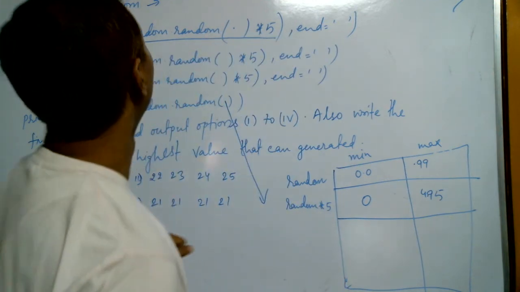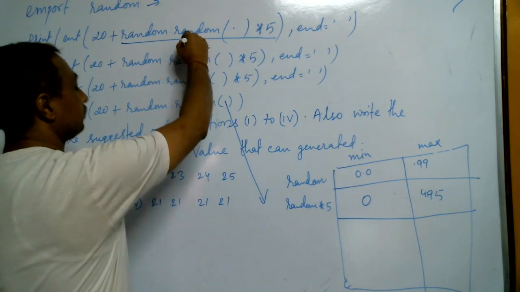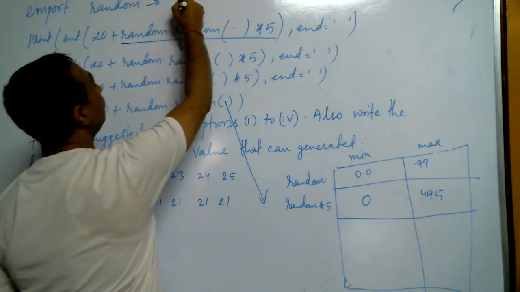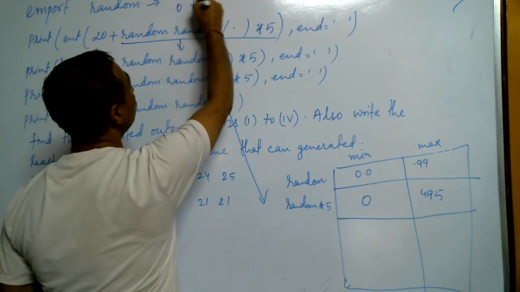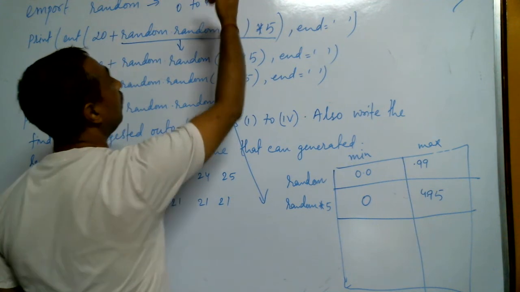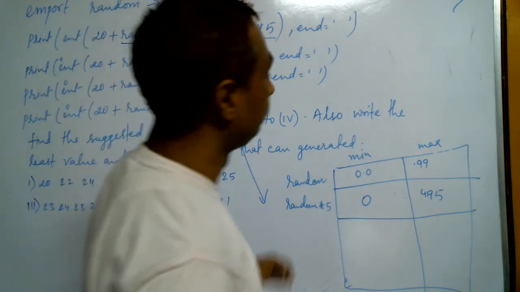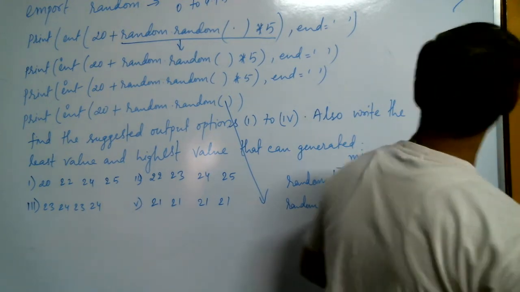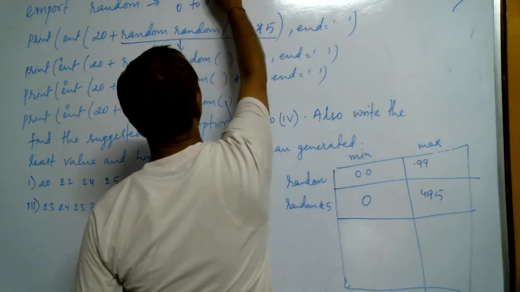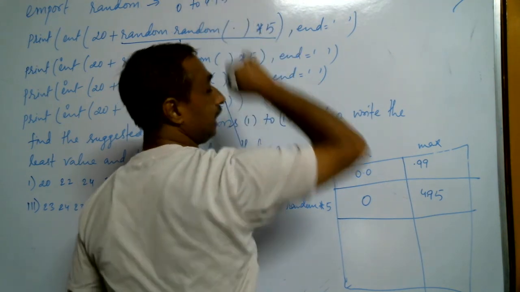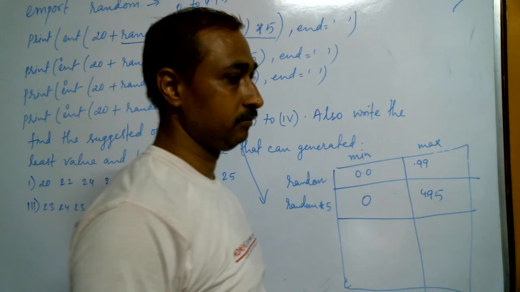So the maximum value returned by random till this one is 4.95. If the number of decimal digits increases, we'll get up to 4.999, but we will never get 5.